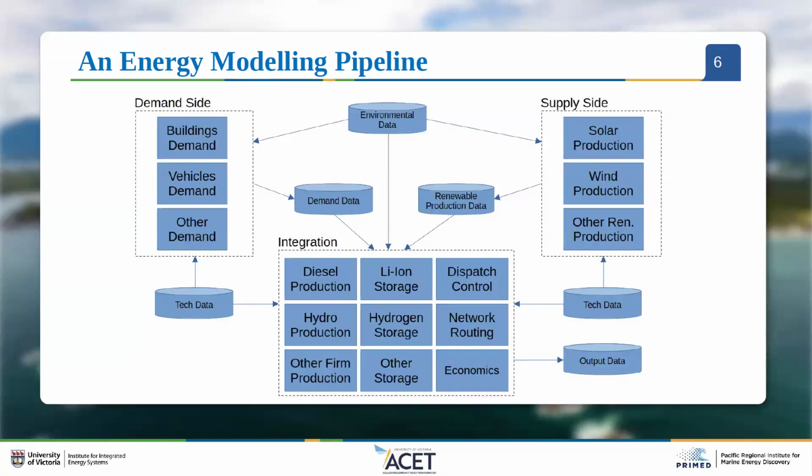So I have to understand what the demand that I'm trying to meet is, and what all the different components of that demand are. And then I have to understand the supply side as well. So things like solar and wind assets, how are they going to behave given the environmental data that I've pulled? So that's the pipeline I have in mind.